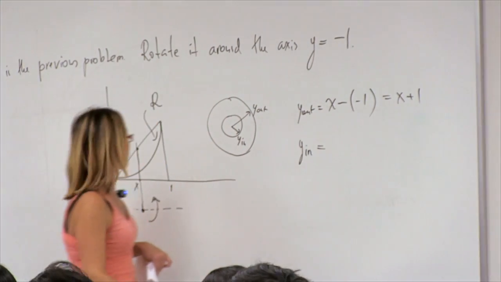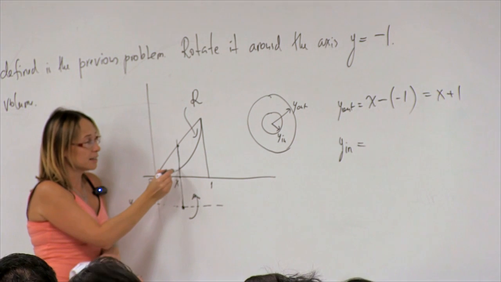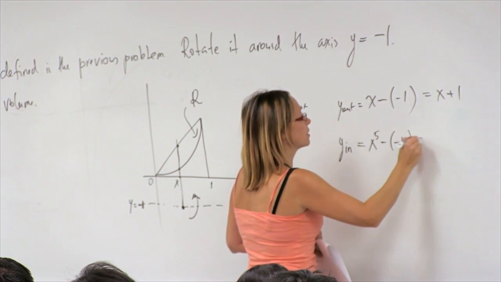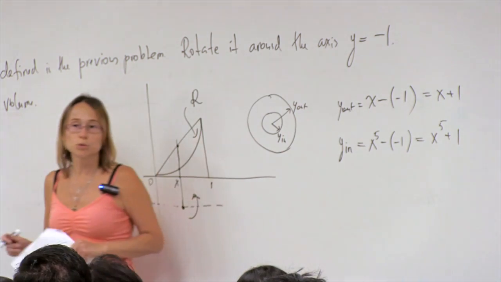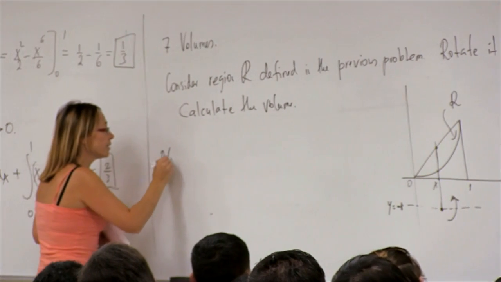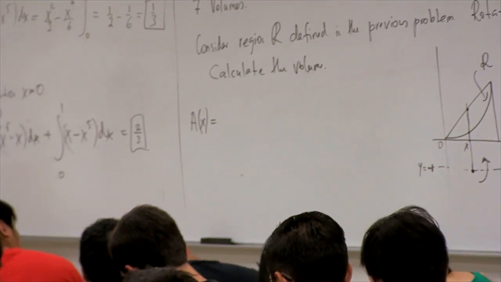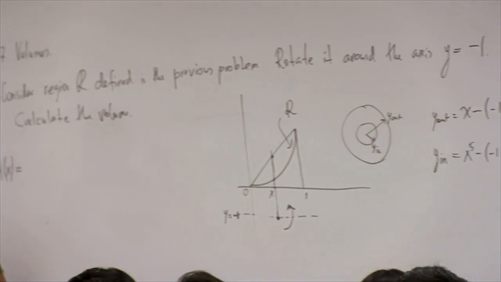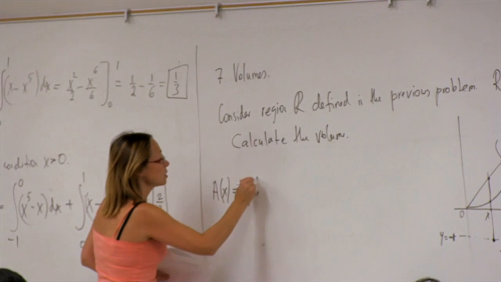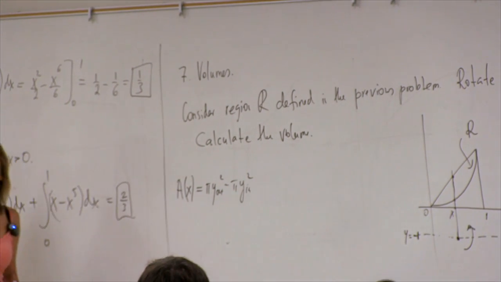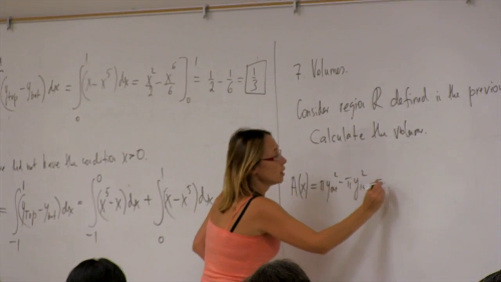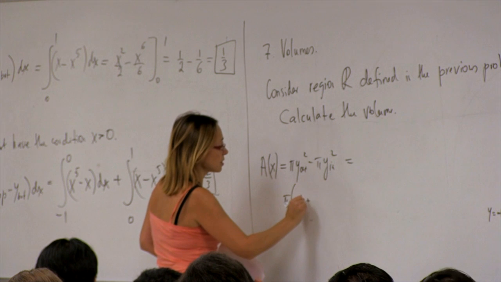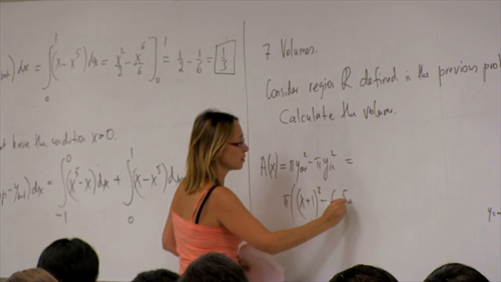Now y in, the inner radius, is the distance between the axis of rotation and the function that's closer. In this case, it's x to the 5. So it's x to the 5 minus -1. So these are the two radii. And now I can calculate the area of the cross section. If it's a washer like this, you take the area of the outer circle minus the area of the hole. So it's pi y out squared minus pi y in squared. This is always the formula for washers. And I use my values for y out and y in that I just found. So I have x plus 1 squared minus x to the 5 plus 1 squared.